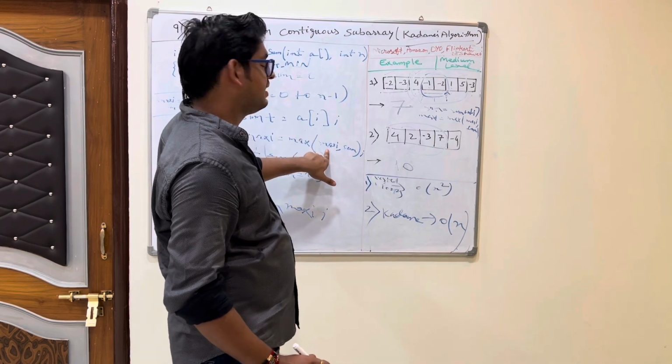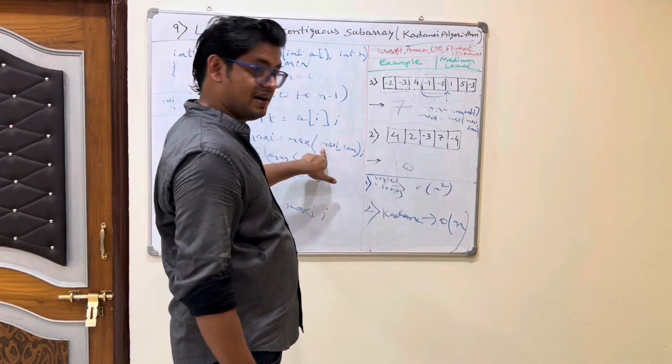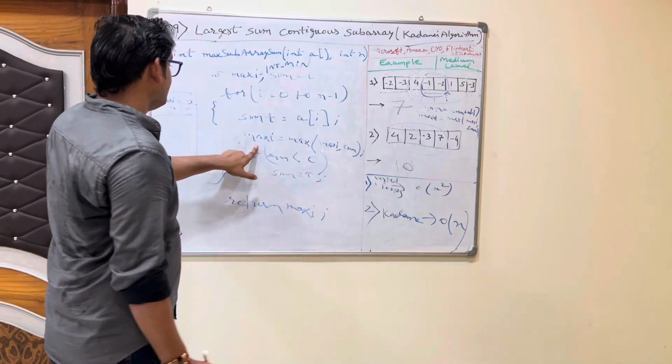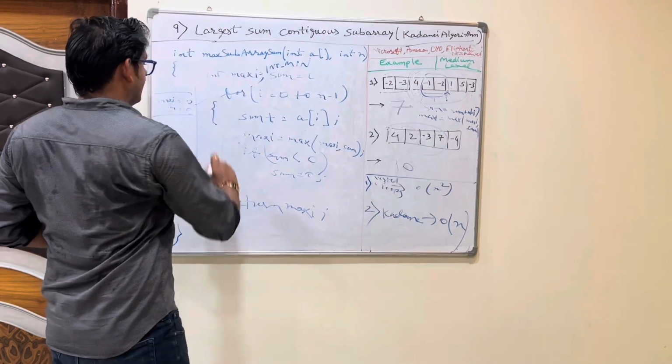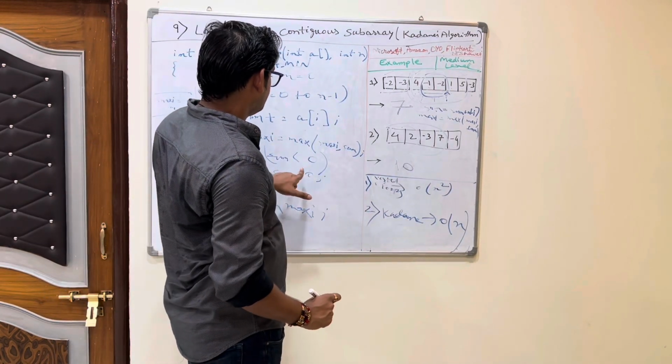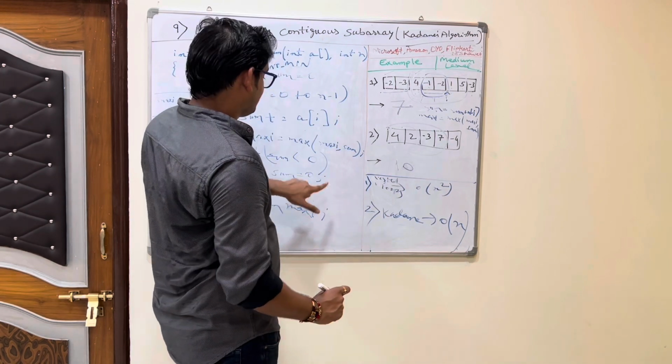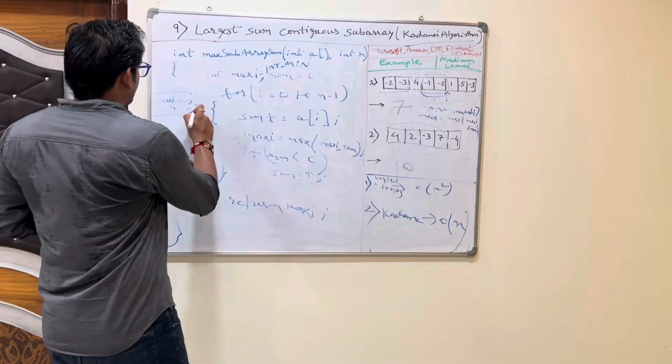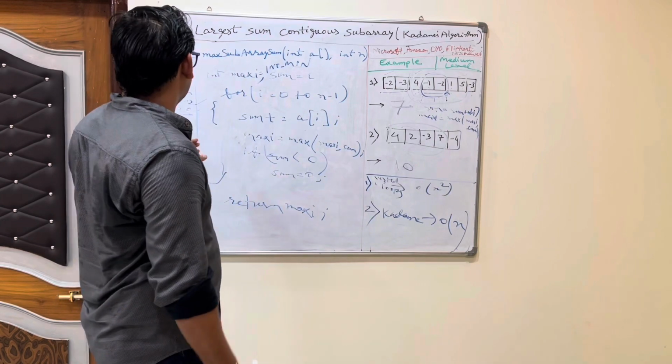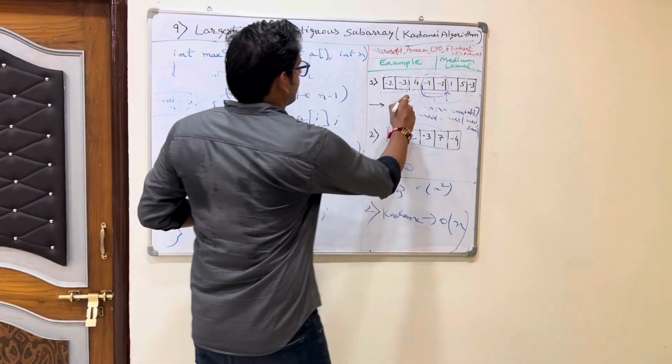What is bigger, minus 2 or minus 3? Minus 2 is only bigger. So still maxi would be minus 2 only, and the sum would again change to 0 because minus 3 is less than 0. So sum is 0 and maxi is minus 2 till here also.